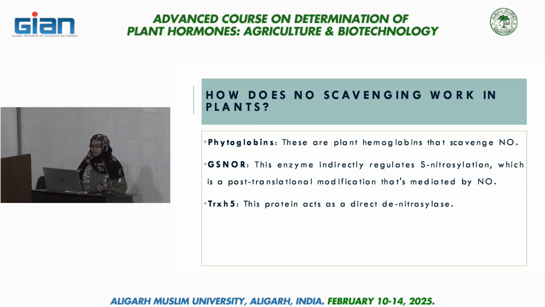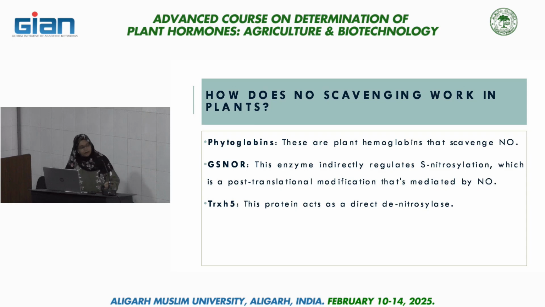And the third mechanism which we have discussed earlier is thioredoxin H5, which acts as a direct denitrosylase and helps to maintain the NO homeostasis. And this equilibrium between the NO synthesis and scavenging mechanisms determines the plant endogenous levels of NO, and this homeostasis is necessary for the NO to exhibit its signaling functions. So all the functions of NO depend upon these levels of NO, and it plays a crucial role in plant responses to drought, salinity, and heavy metal stress.